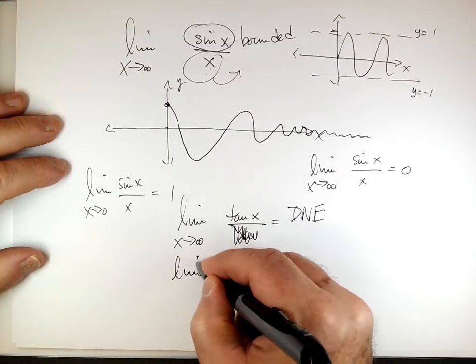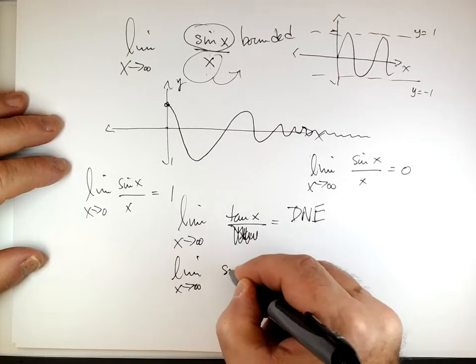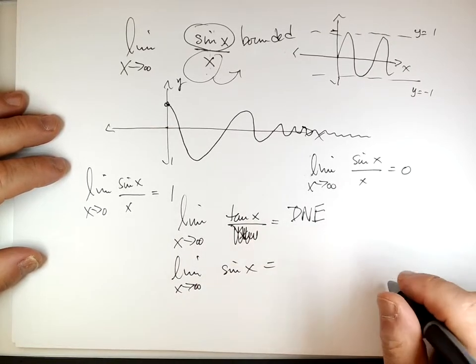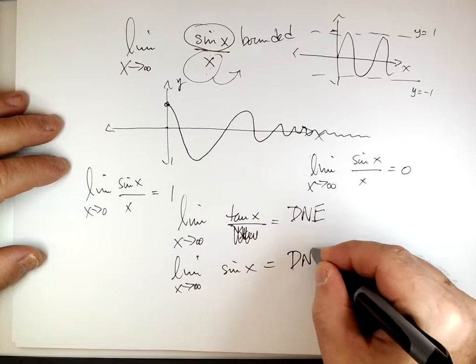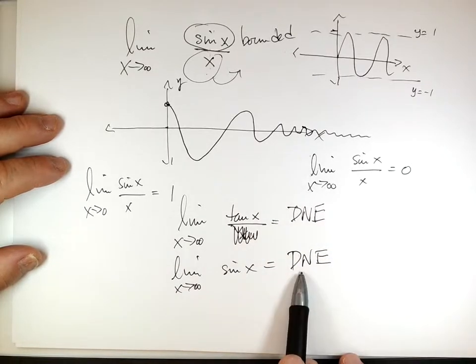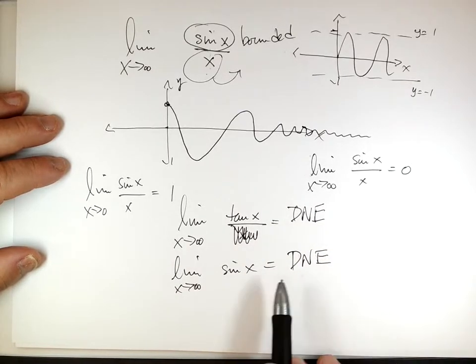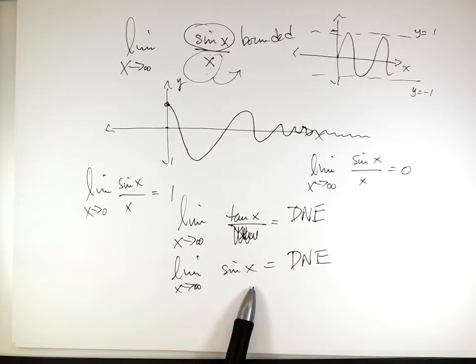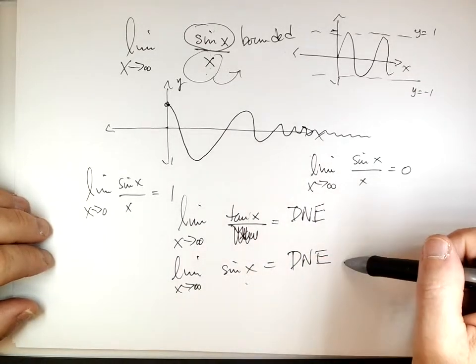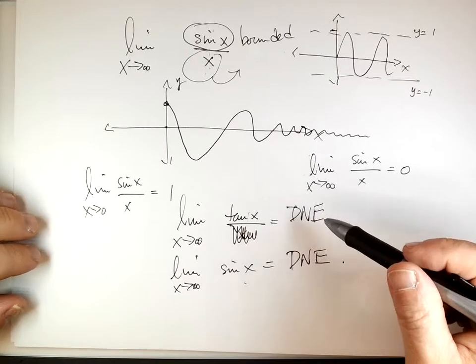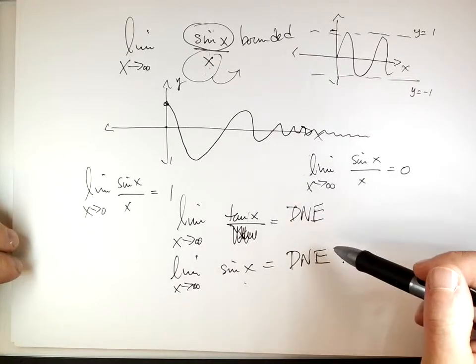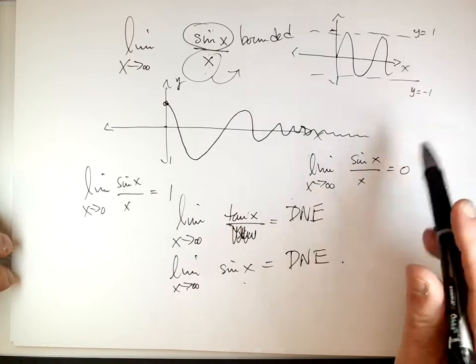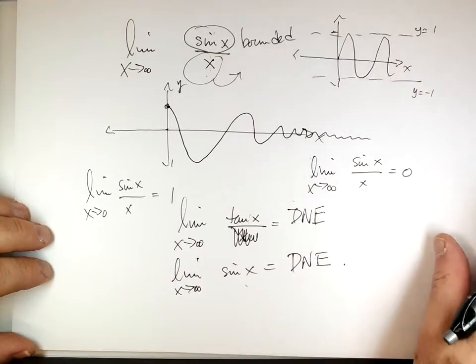What's this limit? As x goes to infinity of sine x. Danny? 0? Thank you, Danny. That's pretty close. All right, anyhow, it's a DNE, because it's periodic. It's not approaching any one value as x goes to infinity. All the trig functions are DNEs when x goes to infinity. Are there any that go to 1? Not for the trig functions. How about non-trig functions?